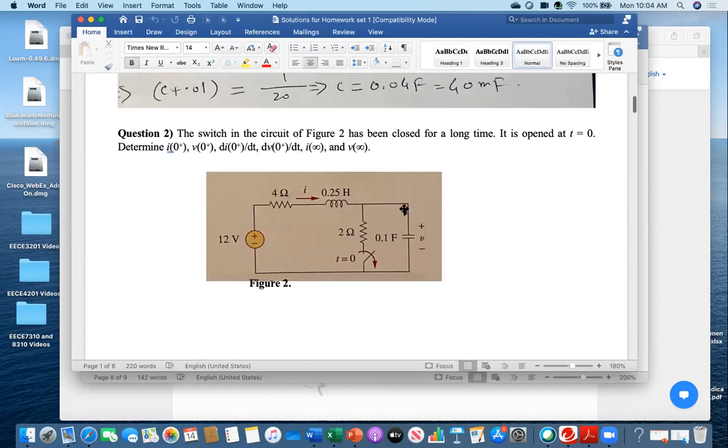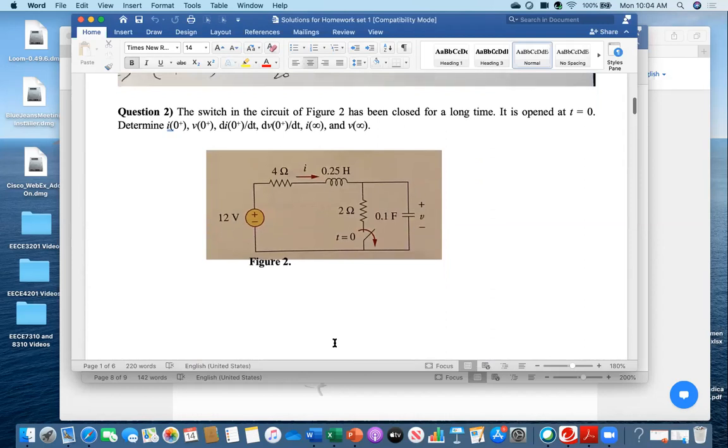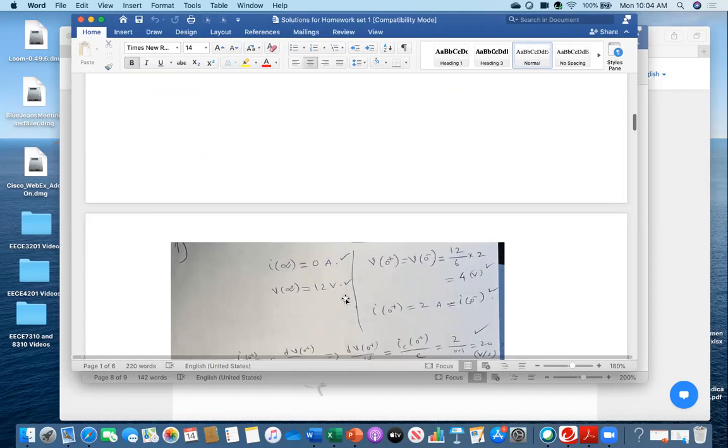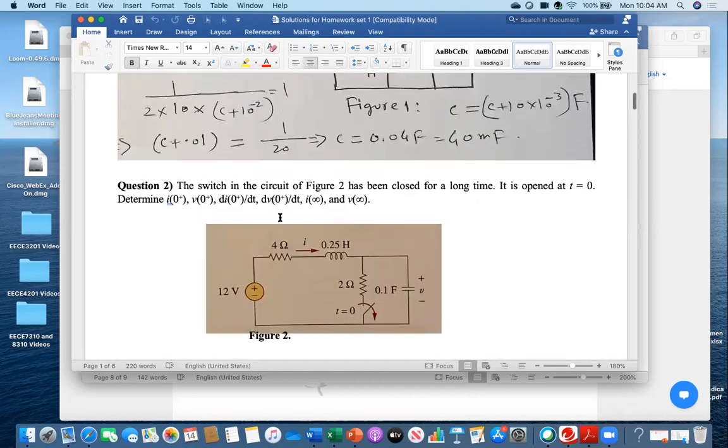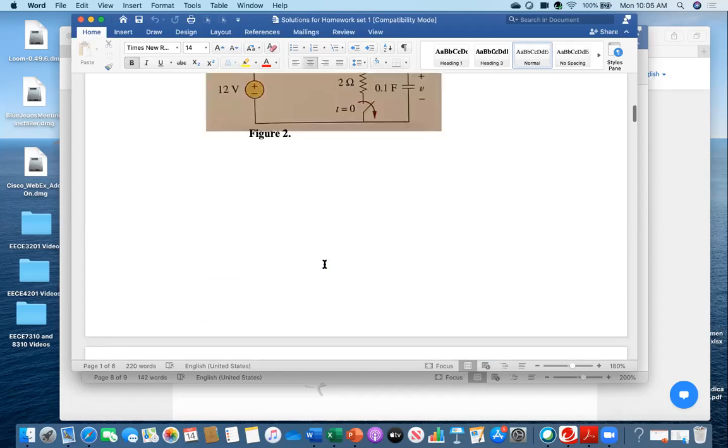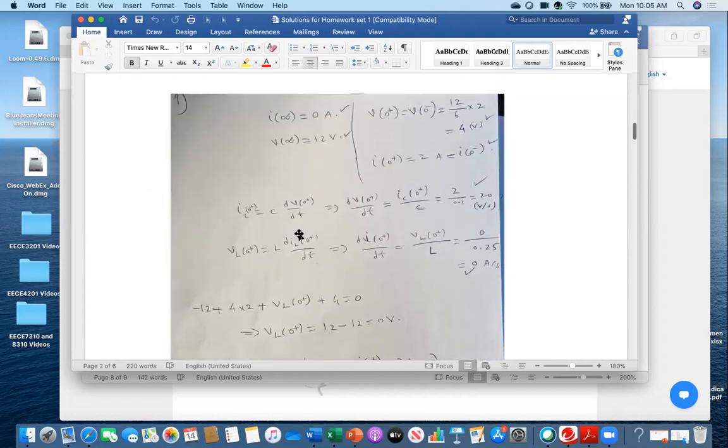And then if you have to measure the voltage here, because it is open circuited, what voltage will you get? Just 12 volt. Therefore, you got these 4 answers easily, even without a calculator, just by mental math. Now, these two are the important ones, di0 plus over dt and dv0 plus over dt, right after the transient happens at t equal to 0 plus.